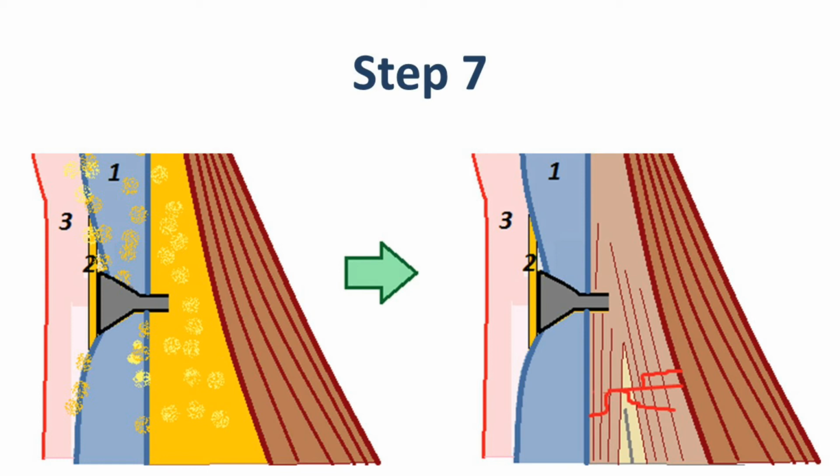In this slide, number 1 shows the internal jugular vein, number 3 the carotid artery, and number 2 the vagus nerve which lies posterior in between the two vessels.